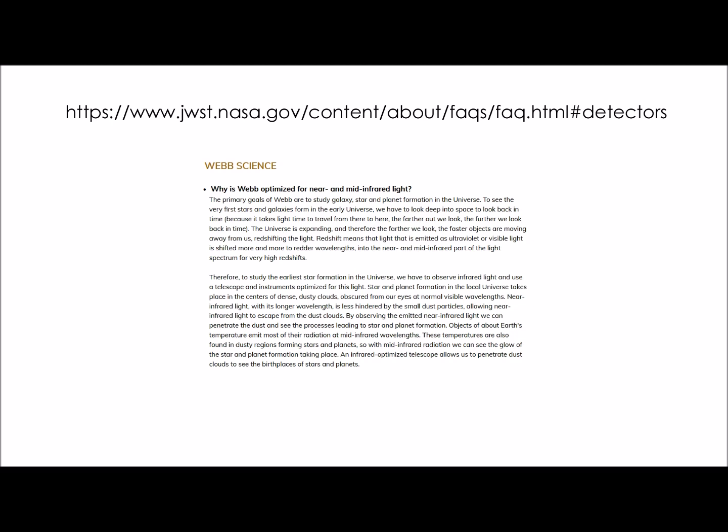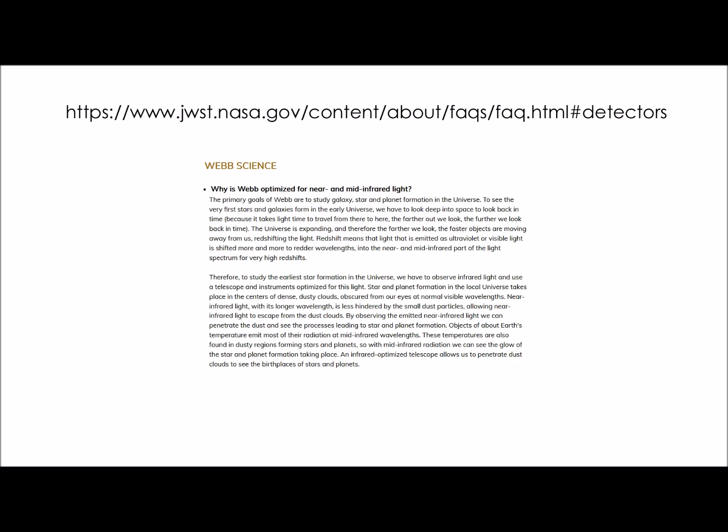The universe is expanding, and therefore the farther we look, the faster objects are moving away from us, redshifting the light. Redshift means that light that is emitted as ultraviolet or visible light is shifted more and more to redder wavelengths in the near and mid-infrared part of the light spectrum for very high redshifts. Therefore, to study the earliest star formation in the universe, we have to observe infrared light and use a telescope and instruments optimized for this light.